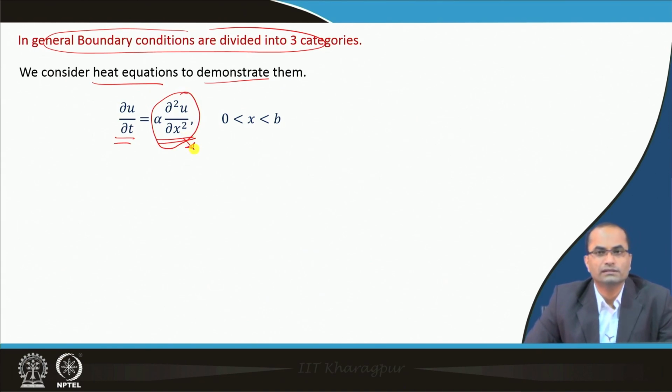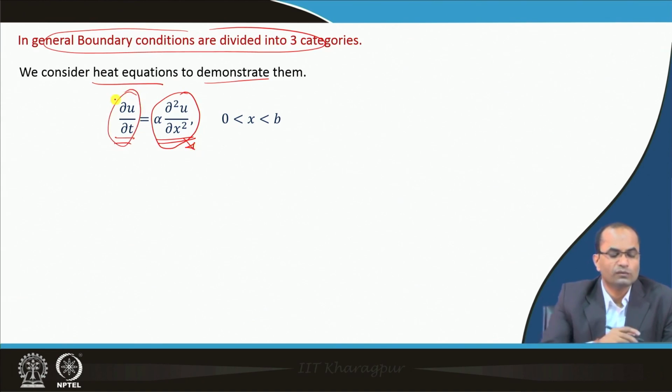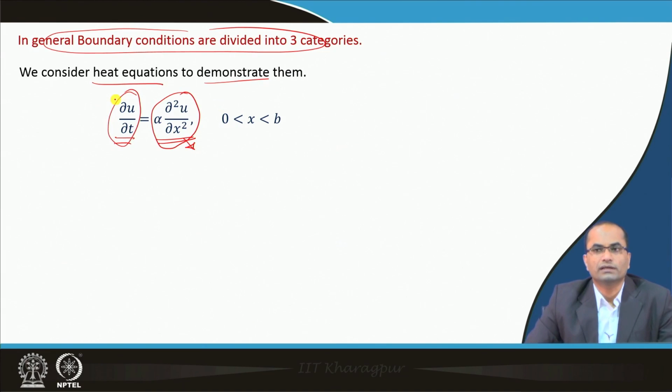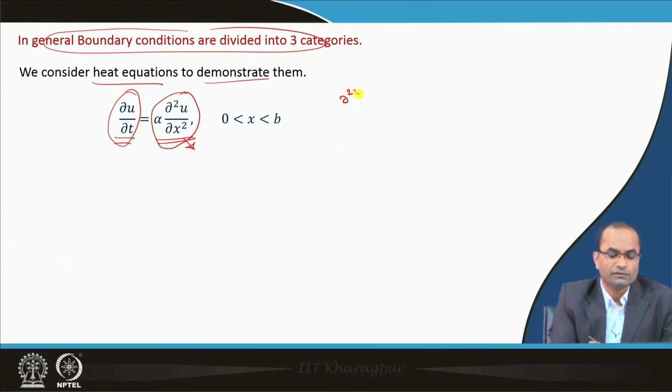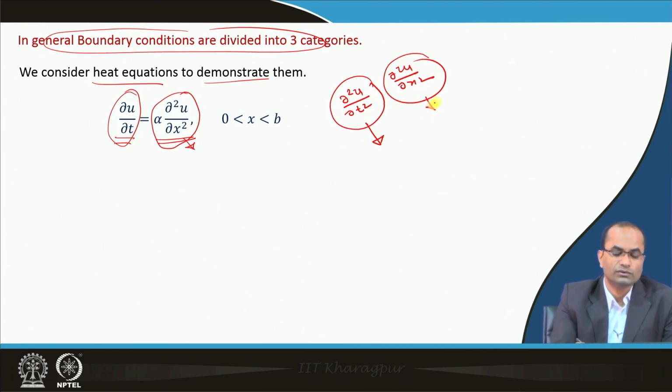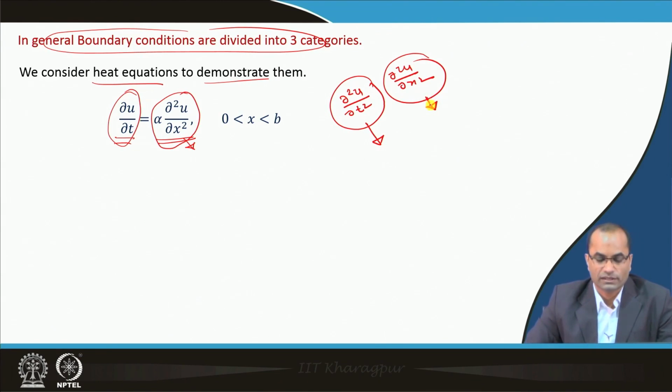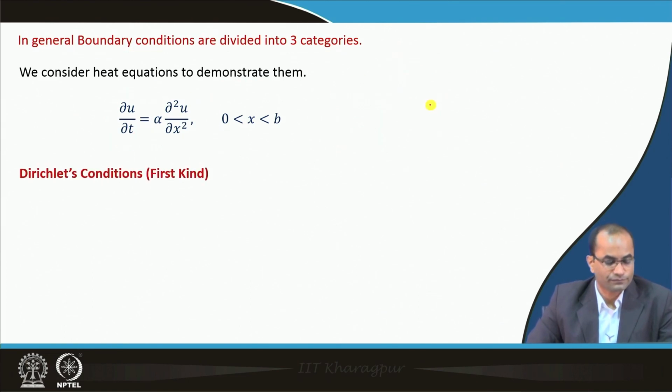So we need 2 conditions with respect to x, that means 2 boundary conditions, and since we have del u over del t, we need one initial condition. In the wave equation, we have del 2 u over del t square together with del 2 u over del x square. In that case we need 2 initial conditions and again 2 boundary conditions. So, depending on the order of the derivative, we have to prescribe the conditions in order to get a unique solution.